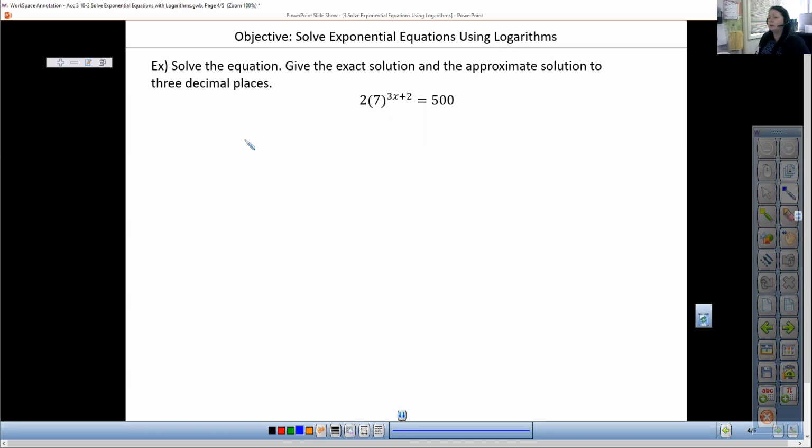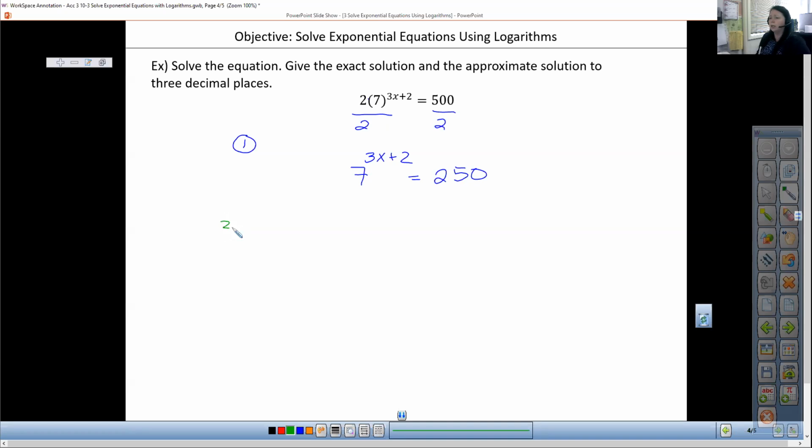So instead, what we have to do is create that structure of a power equals a power by undoing the multiplication between the 2 and 7 to the power of 3x plus 2. So we would begin by dividing both sides by 2. So now we have 7 to the power of 3x plus 2 equals 250. This is a power equals a power structure. Again, 250 is considered a power because it has an exponent of 1 in this situation.